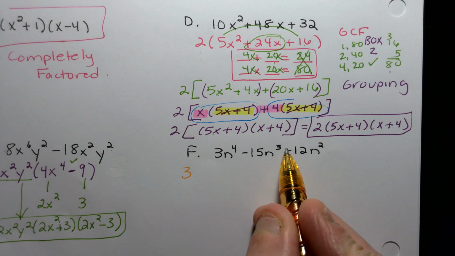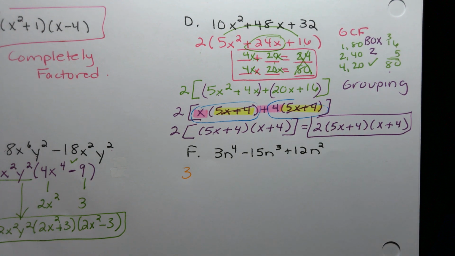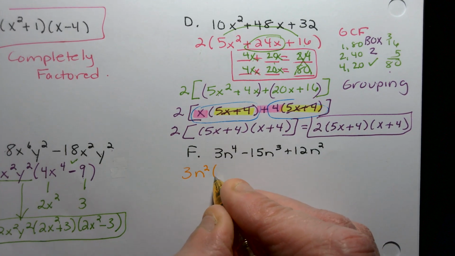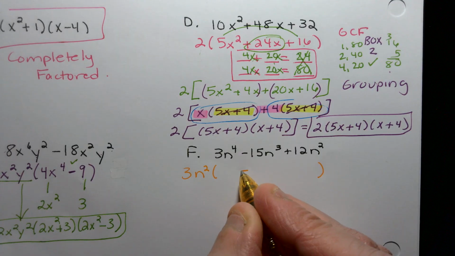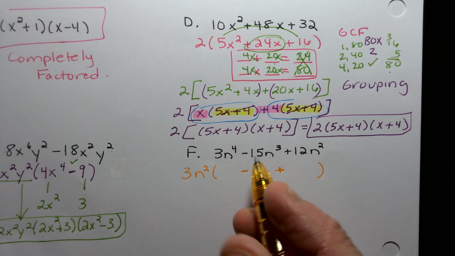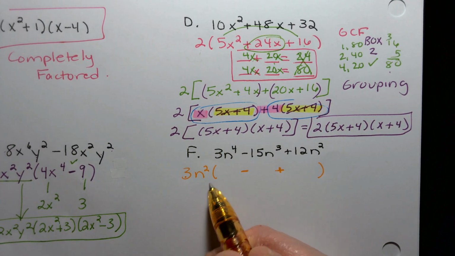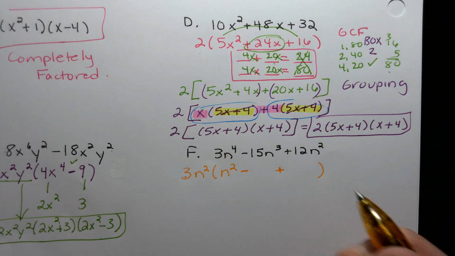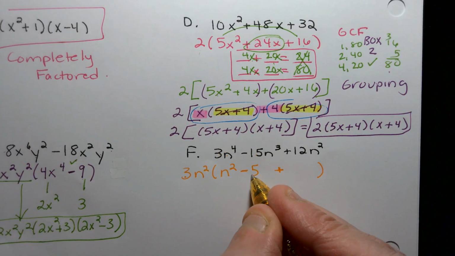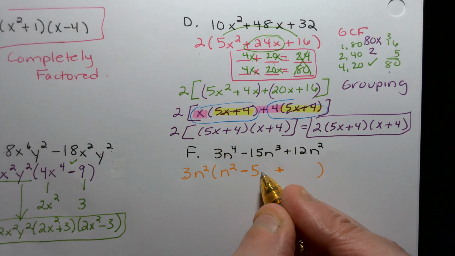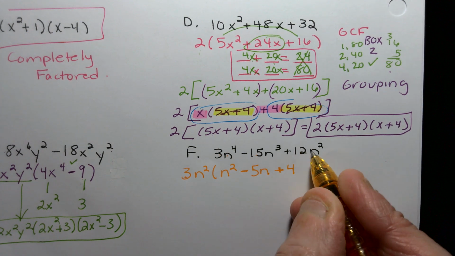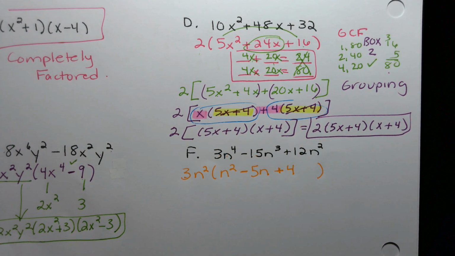And we got n to the 4th, n to the 3rd, n to the 2nd. So what can I take out? It's got to be in all 3 of them. That's right, they all have at least 2. So, plus, let's see what's left here. 3 divided by 3 is 1. And then if there's n to the 4th and I took 2 out, that means I have n squared. 15 divided by 3 is 5. If I had 3 of them and I took 2 out, that means I have 1 left. 12 divided by 3 is 4. And if I took both out, then they're both out.